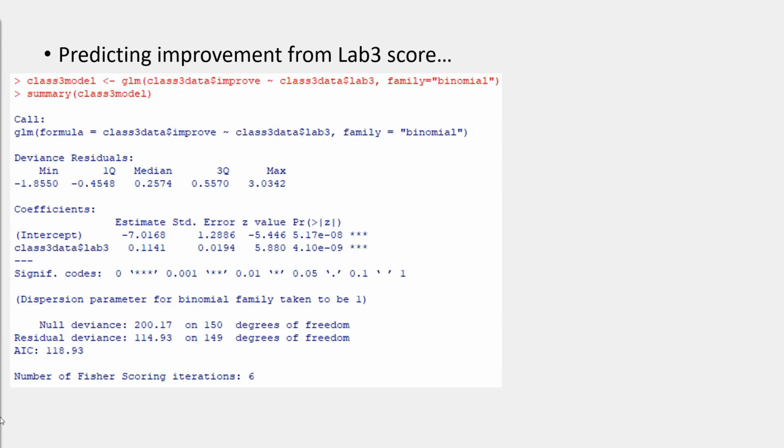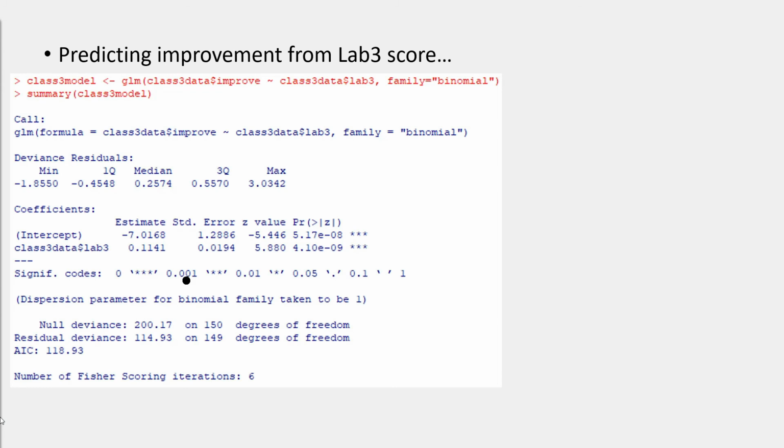Lab 3 score turns out to be the better predictor here. Our outcome, or dependent variable, is still the same. It is improvement from test 1 to test 2. We're switching to an independent variable or predictor that has better separation. That is, scoring higher on lab 3 is quite predictive of improving from test 1 to test 2.